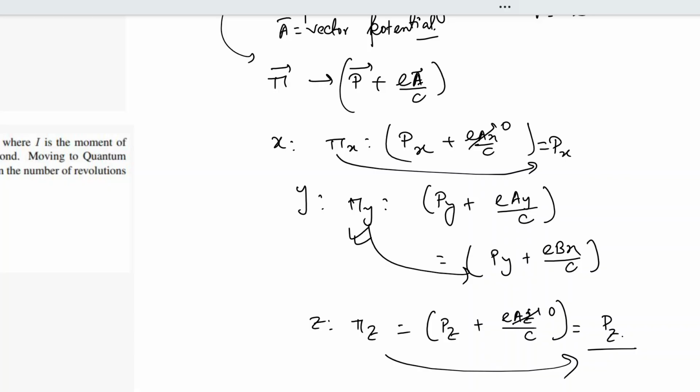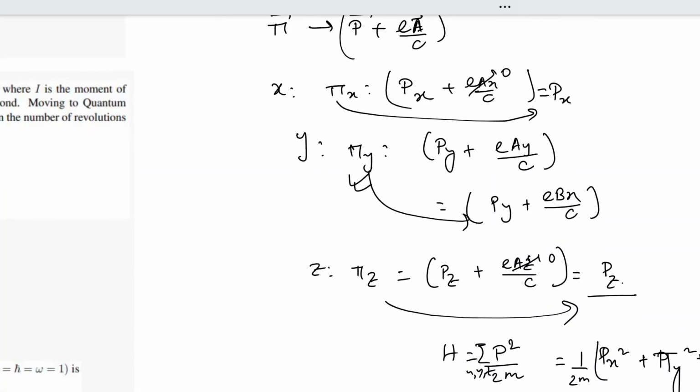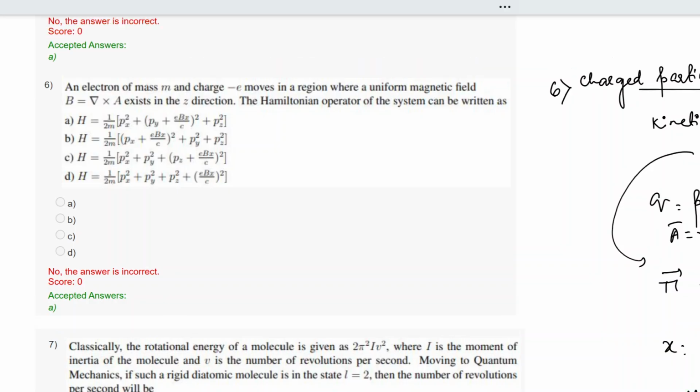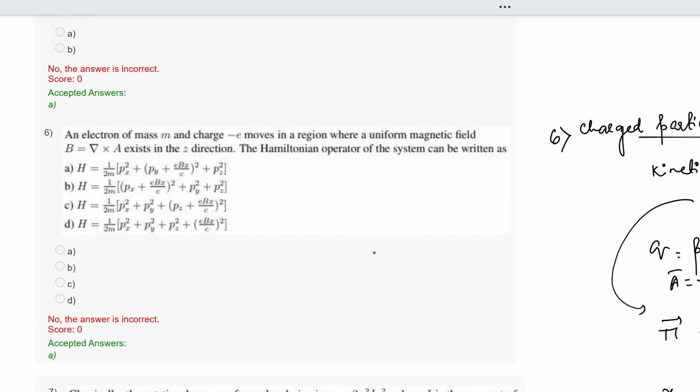So you have px squared by twice m in common, plus instead of py squared you have (py plus eBx by c) whole squared plus pz squared. So this is 1 by twice m, px squared plus (py plus eBx by c) whole squared plus pz squared. So this is your correct answer that we are obtaining.